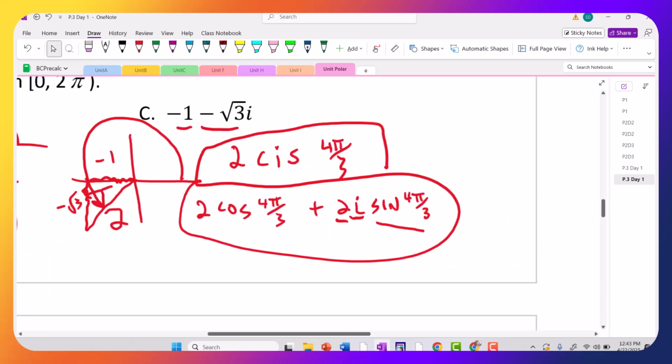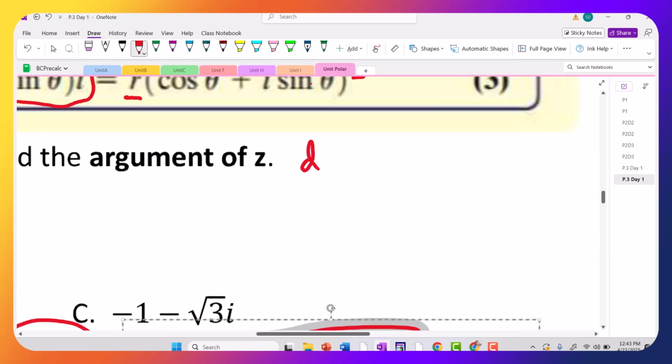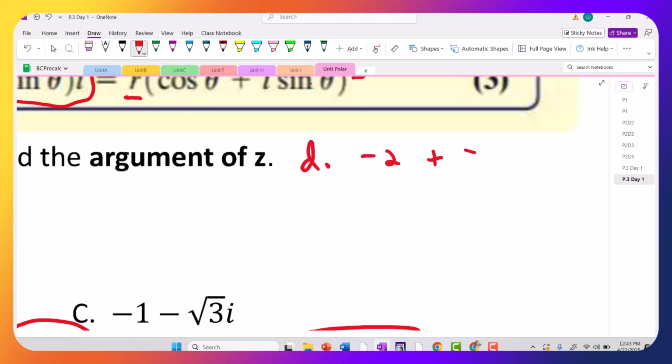Now, you want to get nuts? Let's get nuts. Let's put a letter D up here, and let's incorporate the calculator. What did I do with the calculator? I think I did -2 plus 3i. I think that's what I did. We're doing the same thing.